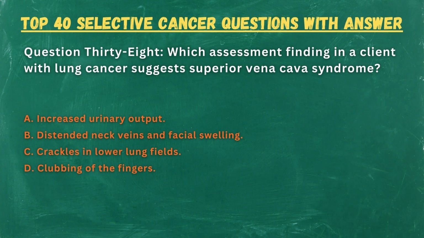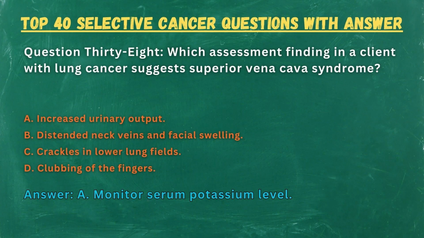Question 38. Which assessment finding in a client with lung cancer suggests superior vena cava syndrome? A. Increased urinary output. B. Distended neck veins and facial swelling. C. Crackles in lower lung fields. D. Clubbing of the fingers. Answer: B. Distended neck veins and facial swelling.